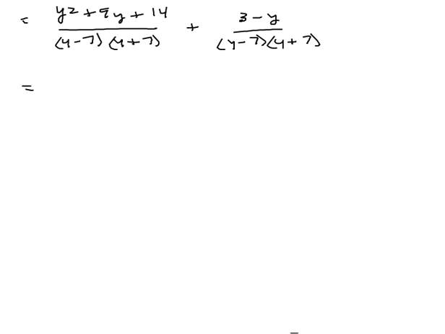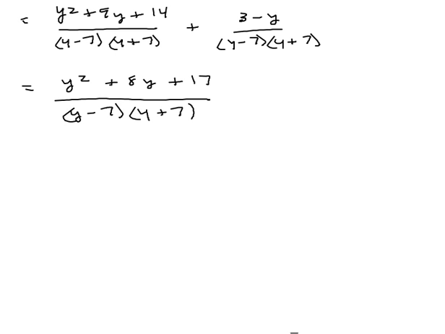This is an addition problem, so all we have to do is combine like terms. We just have to add up the numerators. What does that give us? y², we have 9y - y is plus 8y, and then 14 + 3 is plus 17, over (y - 7)(y + 7). Now, as always, we're going to see if it simplifies, but two numbers that multiply together to give me 17 and add together to give me 8 don't exist, so we are done. That is, we have now done the original subtraction problem.